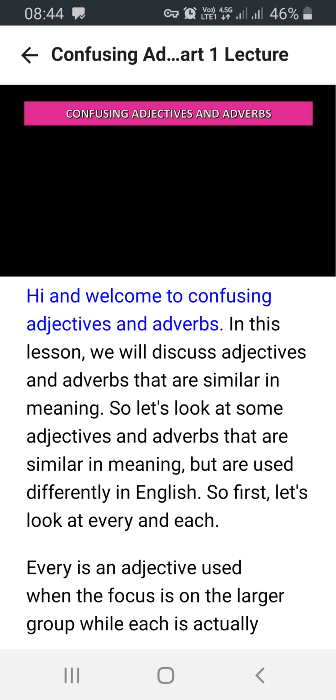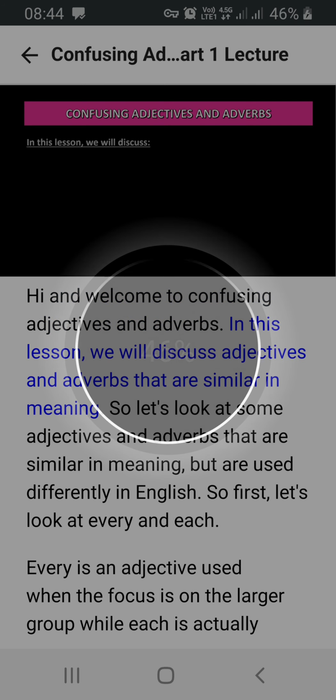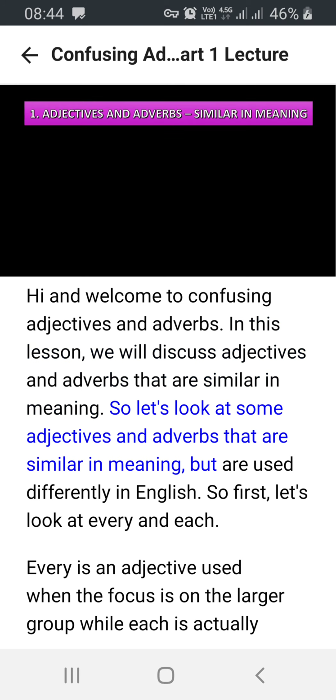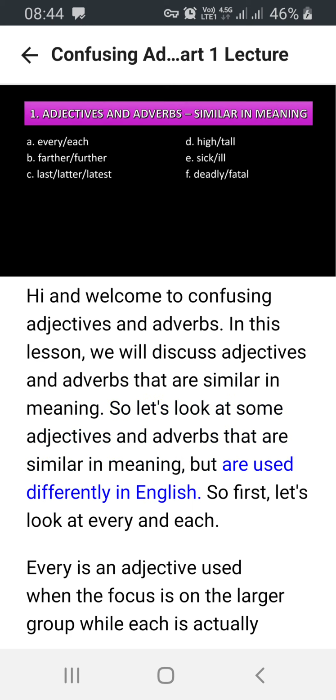Hi, and welcome to Confusing Adjectives and Adverbs. In this lesson, we will discuss adjectives and adverbs that are similar in meaning. So let's look at some adjectives and adverbs that are similar in meaning but are used differently in English.